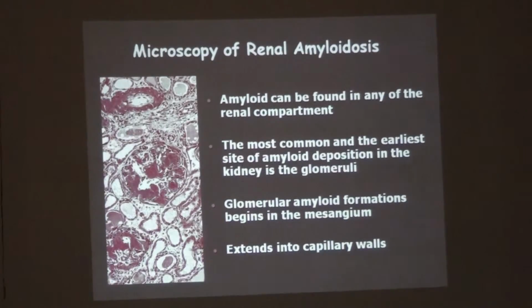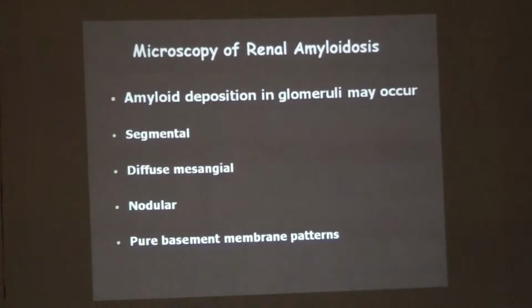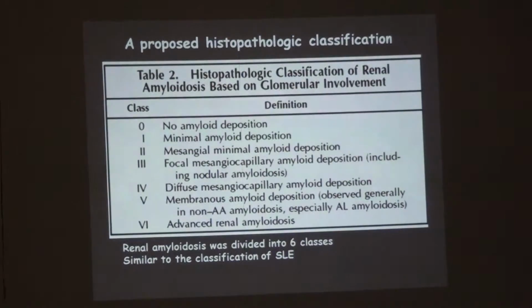The same thing you can see under the microscope now. In microscopic renal amyloidosis, amyloid deposition may be segmental, it may be diffuse mesangial, it may be glomerular or a pure basement membrane pattern. As per histology, like SLE, we have a histopathological classification, 0 to 6. Class 0 is no amyloid deposition, class 1 is minimal amyloid deposition, class 2 is mesangial minimal amyloid deposition, class 3 is focal mesangial capillary amyloid deposition, class 4 is diffuse mesangial capillary amyloid deposition, 5 is the membranous, and 6 is the advanced form.